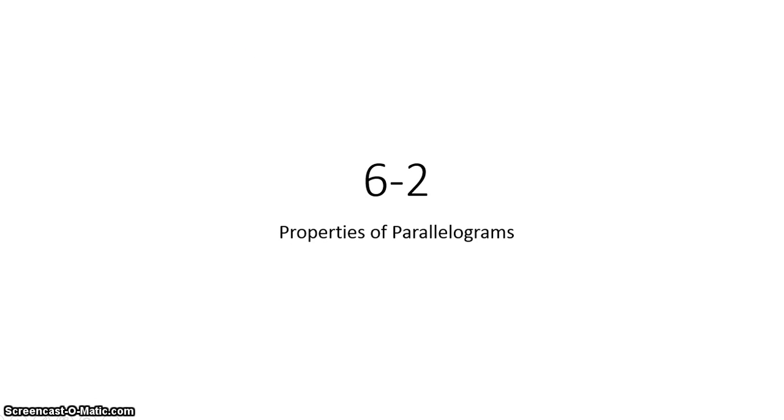Okay, now that we've looked at all the different types of special quadrilaterals we can have, we're going to look a little further and deeper into specific types of quadrilaterals and their properties. And we're going to start with the parallelogram family first. Remember from the quiz today and from last week that parallelograms are quadrilaterals that have opposite sides parallel to each other. So this is going to come from section 6.2 in the textbook.